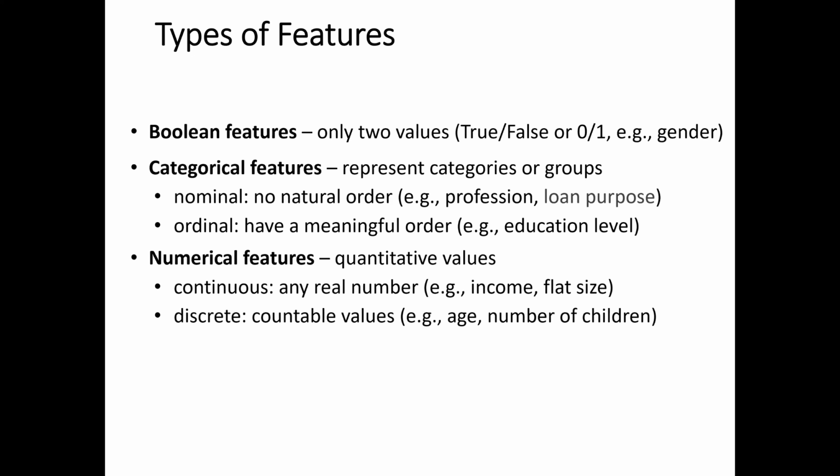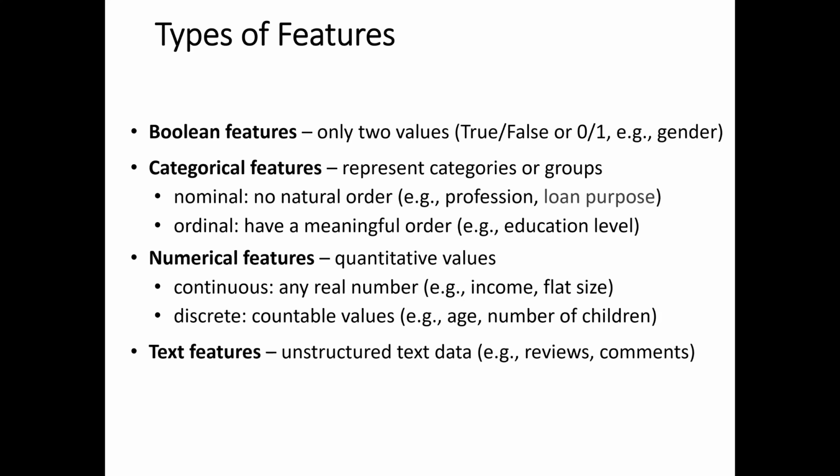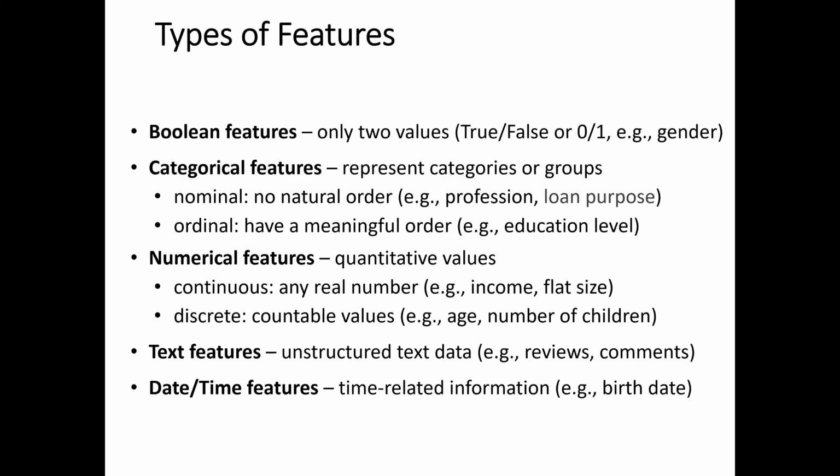Numerical features represent quantitative values. They are also divided into two types: continuous, which can take any real number, for example, income or flat size, and discrete, which can take only specific separate values, for example, age or number of children. Text features contain unstructured text data such as reviews and comments. And finally, date and time features store time-related information such as birth date.